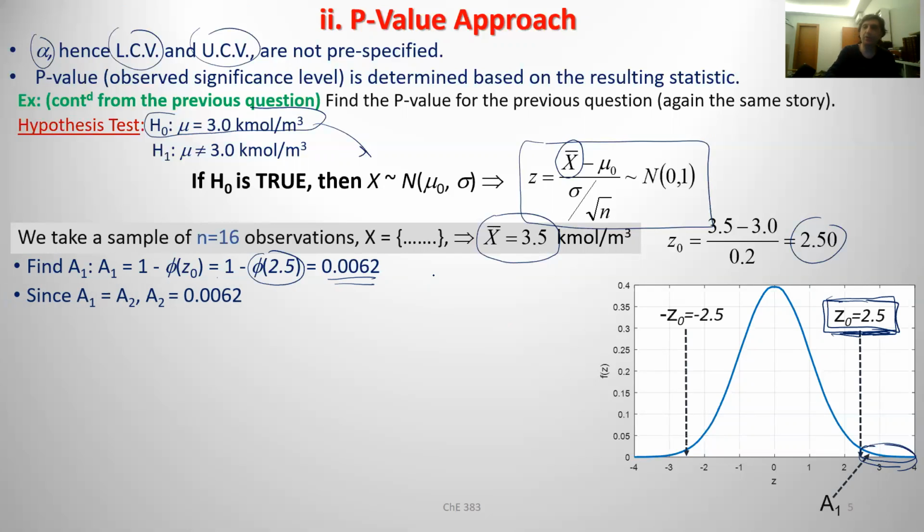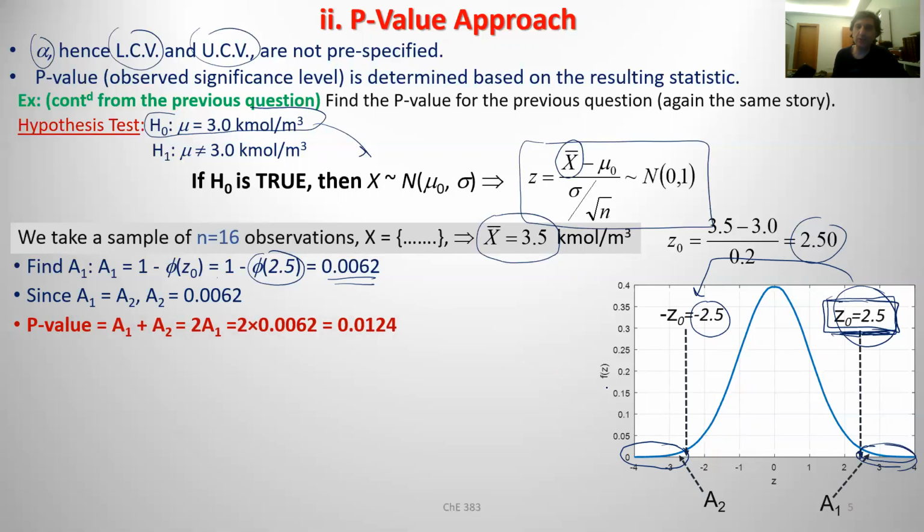Then here is the important point. If you take the symmetric value of this Z0, it would be minus 2.5, and we would have this tail area here. You probably ask, why do we take the symmetric or the negative of the Z value? I'll come to that in a minute, during the interpretation of the p-value. Let's only deal with the arithmetic right now. It's going to be A2, and this tail area is going to be equal to A1. So what we call the p-value is A1 plus A2. Since they are equal to each other, this is simply equal to 2 times A1, which is going to be 0.124. This is what we call a p-value.